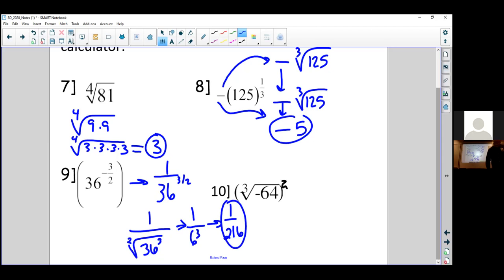Ooh, number 10. I think that's supposed to be squared. Would you buy that? I don't know what happened to my font. I think it's supposed to be squared, so we'll act like it's squared, okay?